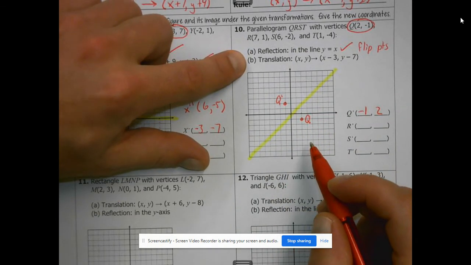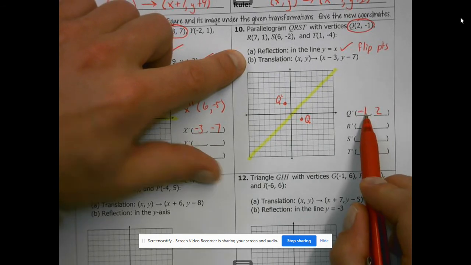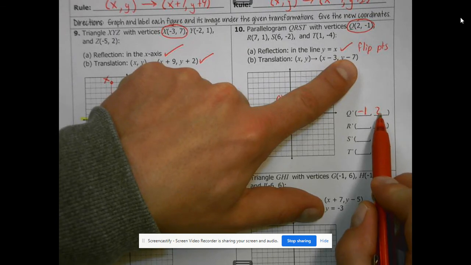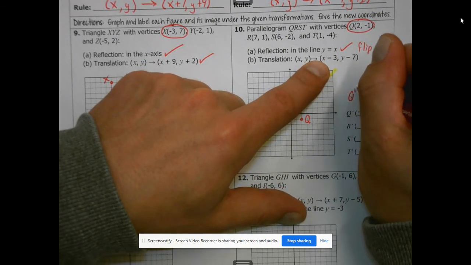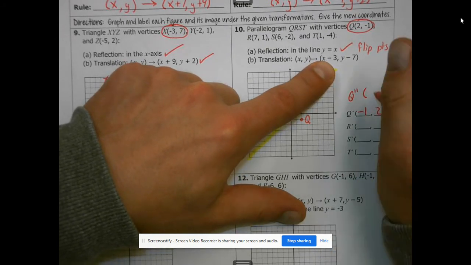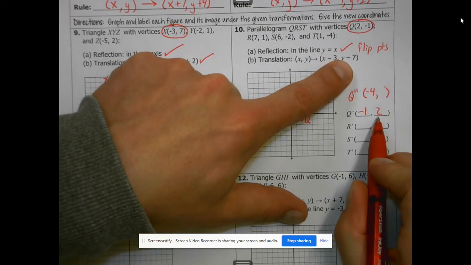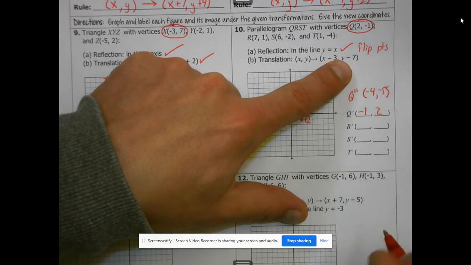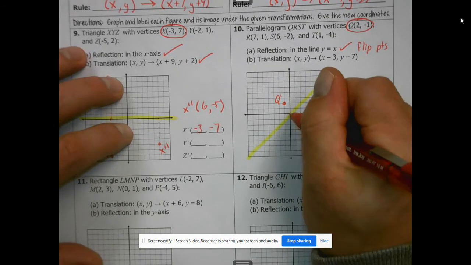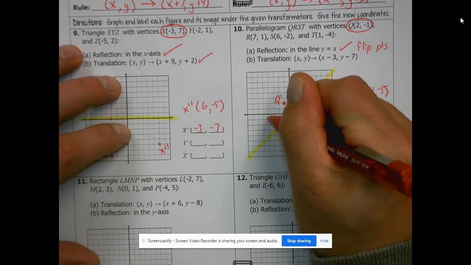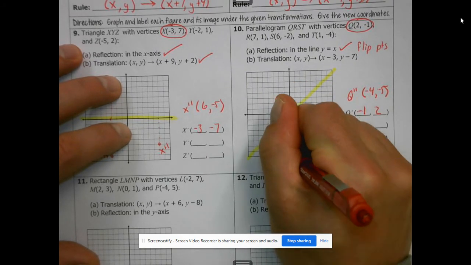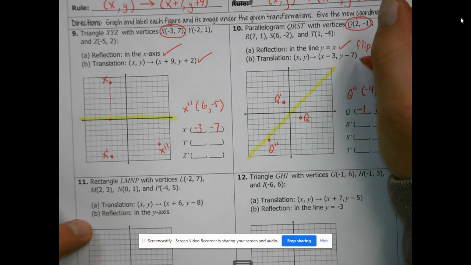Part A done. Part B, translation. Hey, take the new points. Your translation is to subtract 3 from the x's and subtract 7 from the y's. So let's call this q double prime. Negative 3 and negative 1 is negative 4. Negative 7 and 2 is negative 5. So q double prime, go back 4, down 5. 1, 2, 3, 4. 1, 2, 3, 4, 5. Q double prime, and you are done.